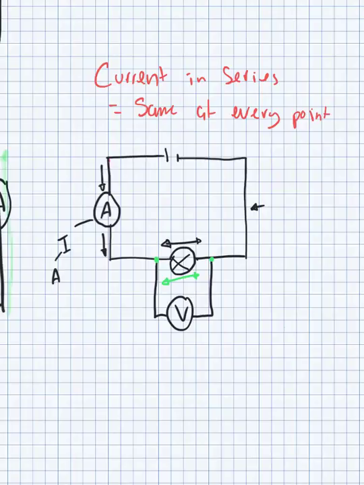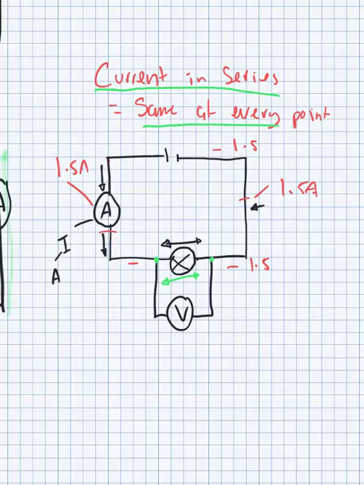So it doesn't matter where you place the ammeter, whether it will be here, or here, or here, or here, or even here. If it read 1.5 amps here, then it would read 1.5 amps everywhere else. So it doesn't matter where you do it. So that's a rule that you need to know. Current in series is the same at every point. The current is always the same in series.